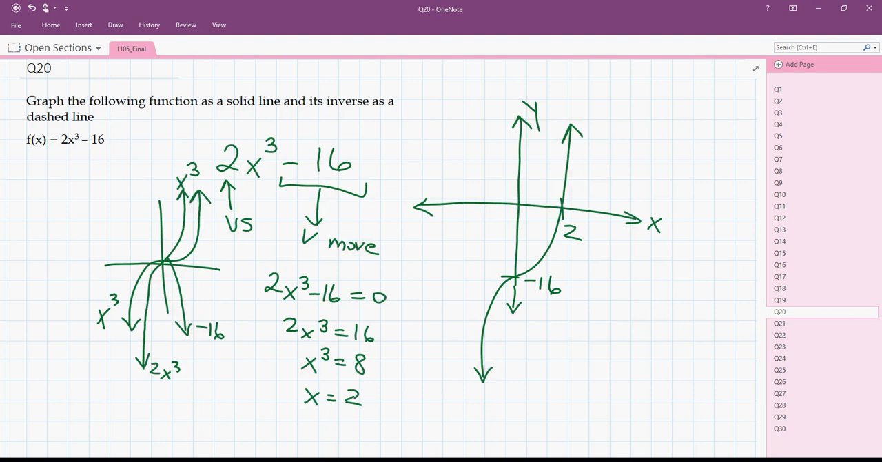So now we're asked to draw its inverse as a dashed line. So by rule, whatever you have as a function, if you want to draw its inverse, you'll reflect it over the line y equals x. That's going to be dashed as well. Let's just draw it blue.